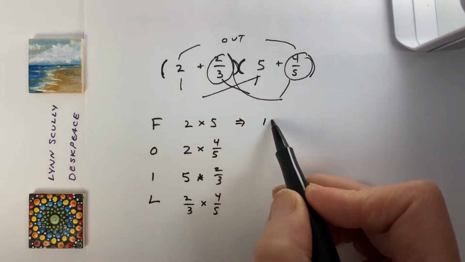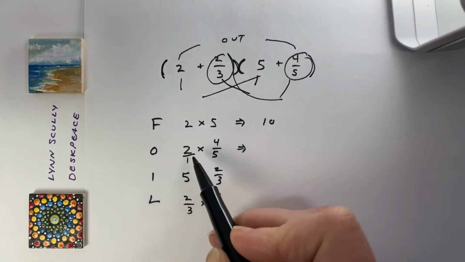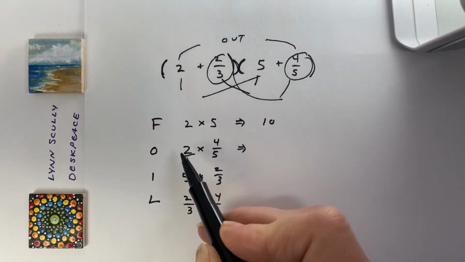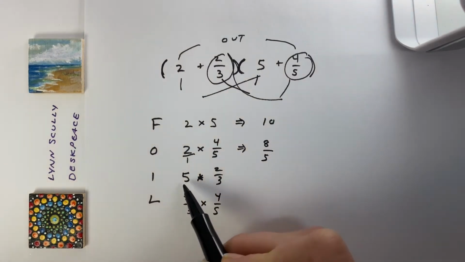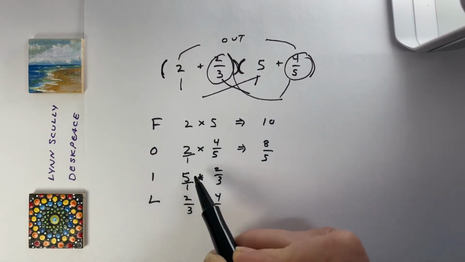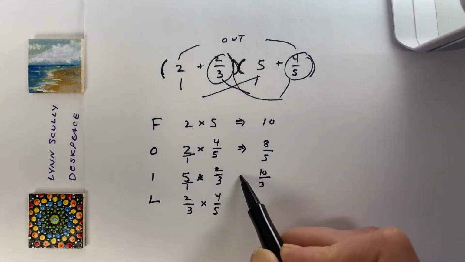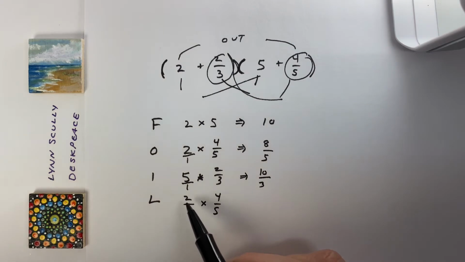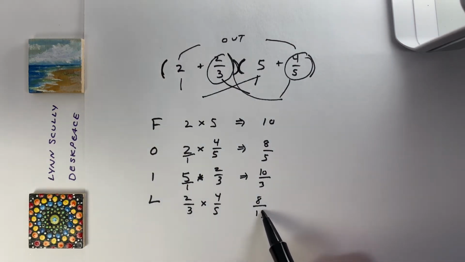2 times 5 is 10. 2 times 4/5, I like to put a 1 underneath it, so I have my pattern. Tops, 2 times 4 is 8. 1 times 5 is 5. I like to put a 1 underneath it. 5 times 2 is 10 over 1 times 3 is 3. There we go. 2 times 4 is 8 over 3 times 5 is 15.